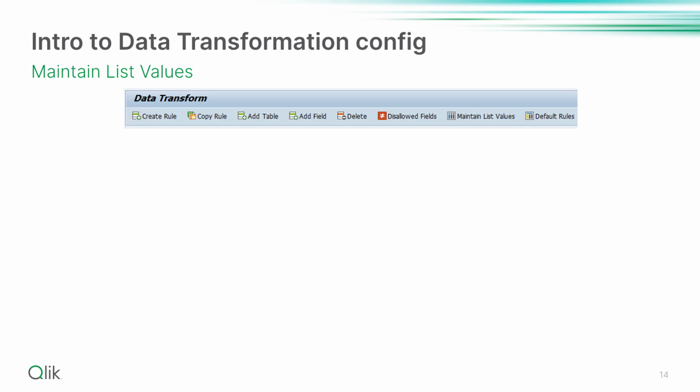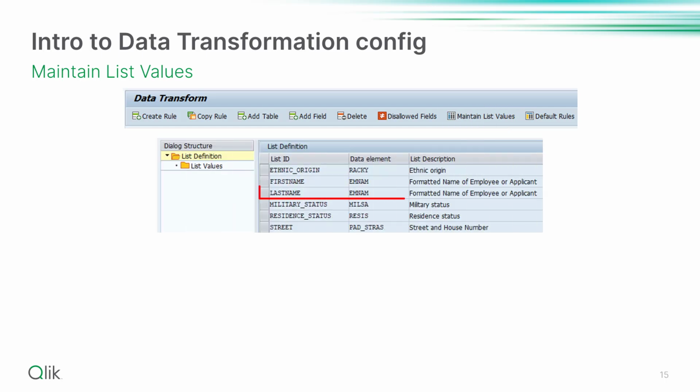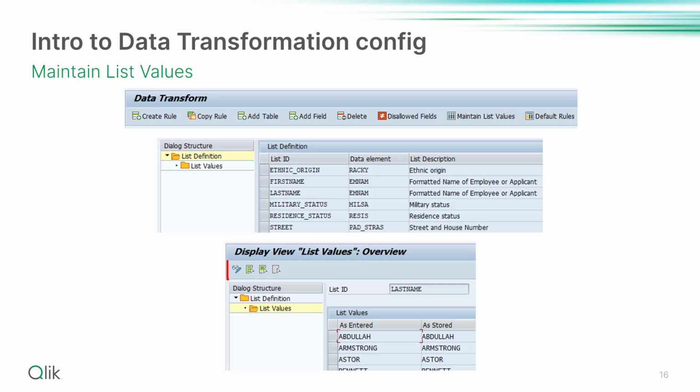To see which values are assigned to a list, select the Maintain List Values button located on the toolbar. On the next screen, select the respective list and open the List Values folder. On the next screen, the user can display, update, or append values if needed. Be aware that Qlik provides a practical number of default values for each list, and that each organization will need to determine if those values are sufficient for their requirements.